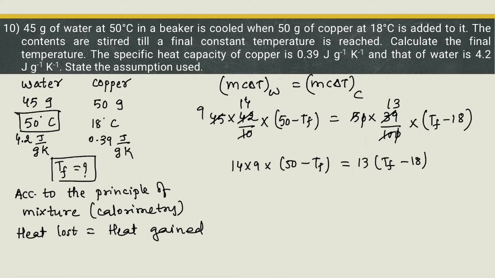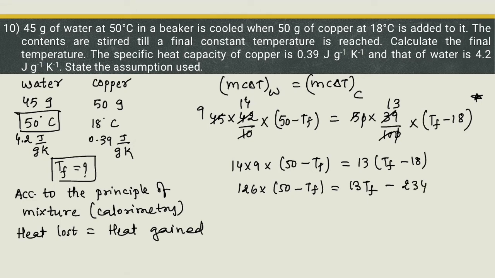18. Okay. So this is how we can, see, if you see in this particular step, this is a very crucial step. If you can do the maximum cancellation in that step, then the calorimetry numericals are very easy. Okay, so 14 into 9, that is 126, into 50 minus TF is equal to, let us open the bracket this side. So that gives us 13 TF minus 13 into 18 is 234.